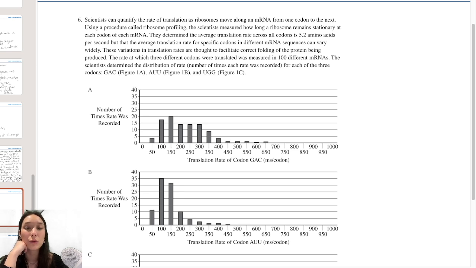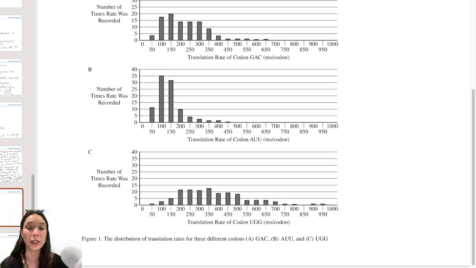The rate at which 3 different codons were translated was measured in 100 different mRNAs. The scientists determined the distribution of rate, so the number of times each rate was recorded, for each of the 3 codons: GAC, AUU, and UGG.